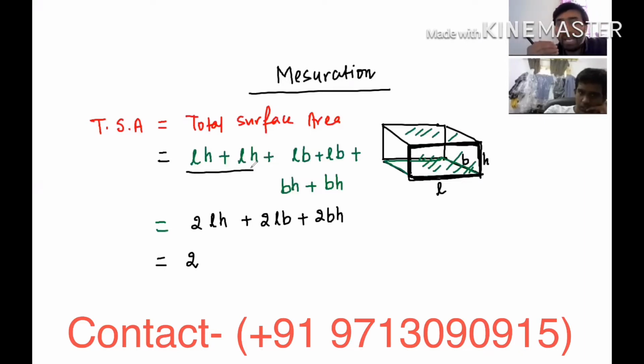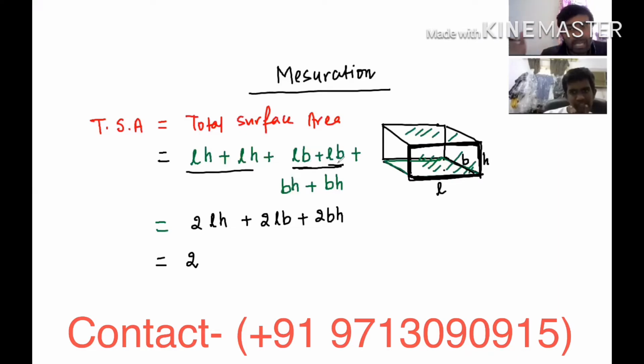From the front side and the back side, it comes 2LH. LB is for the bottom part, this is the length and this is the breadth. So for the bottom part LB and for the top part LB, so it will be twice LB.